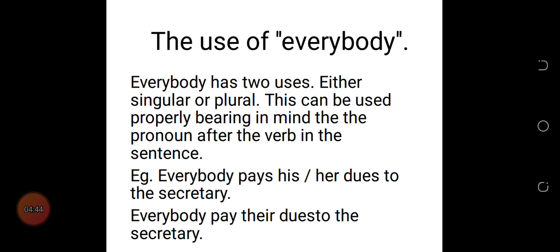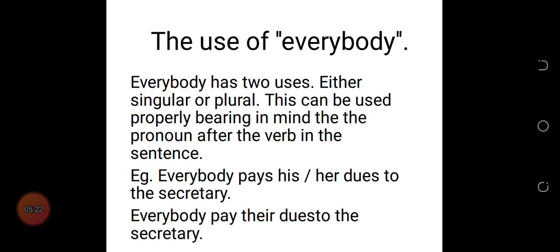Now let's look at the use of everybody. The use of everybody plays two roles. It can be used for singular and then plural. But the one using it should know what exactly he or she is going to use after this word. So it can be used properly, bearing in mind the pronoun after the verb in the sentence. Example, everybody pays his or her dues. I hope that is clear.